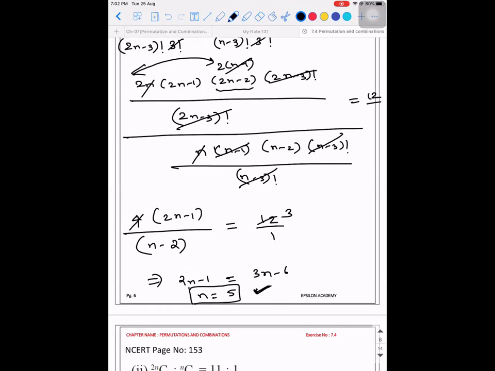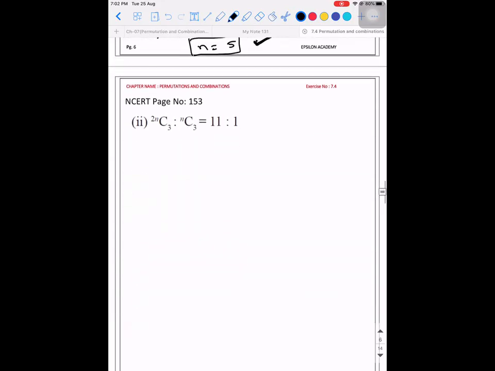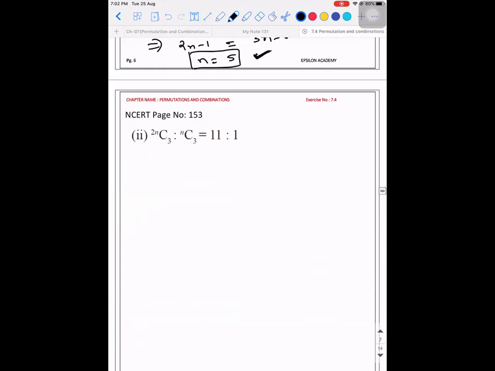So we'll stop with this. The remaining problems we'll complete tomorrow. You guys also practice so that you'll understand. Okay, I'm winding up this session.